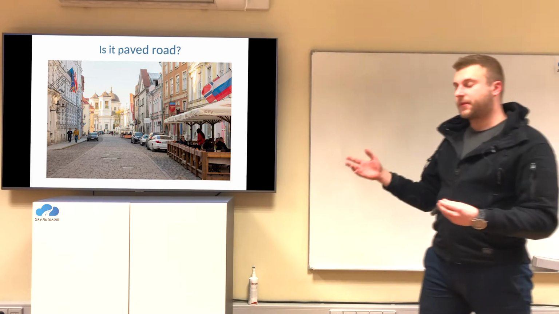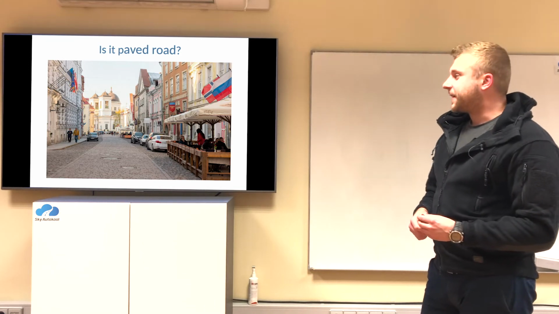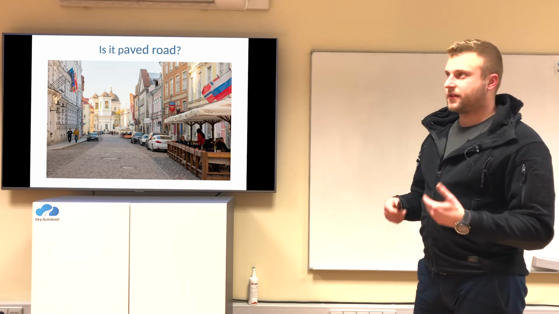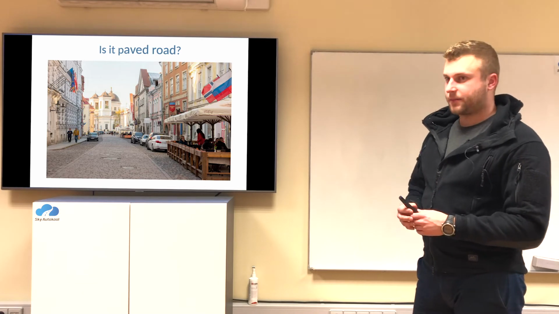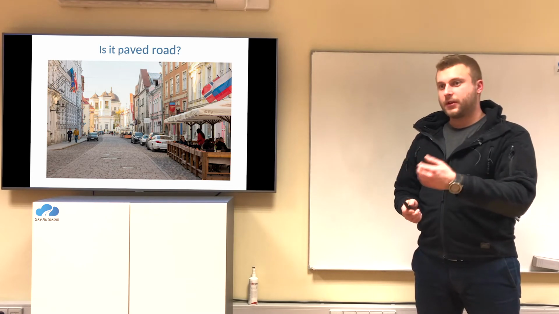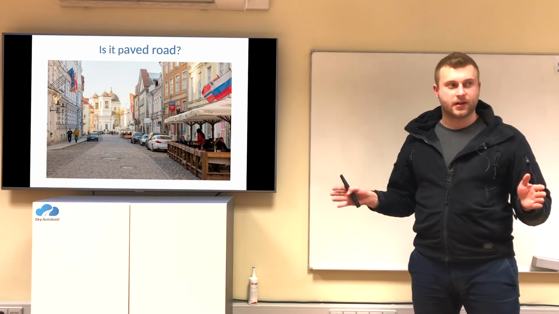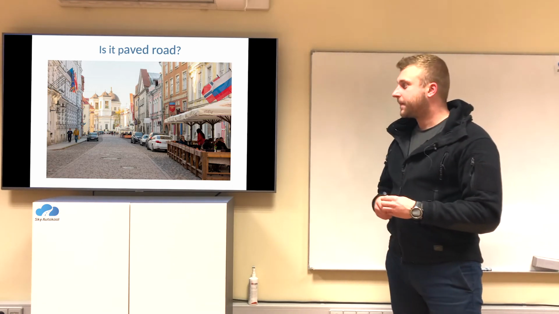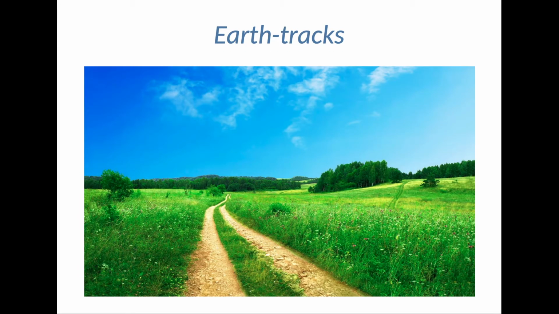Sometimes people think that it's not paved, but that's a mistake. We need to understand the road layers for priority understanding. For example, if I want to exit from a gravel road to a paved road, I don't have priority. I have to give way to other cars. We will talk about it a little bit later. Gravel roads, of course, and earth tracks.